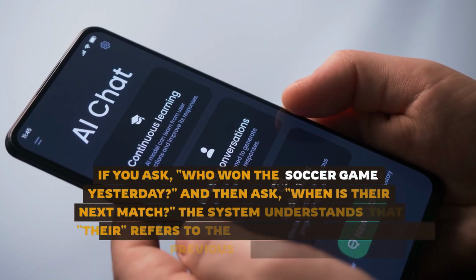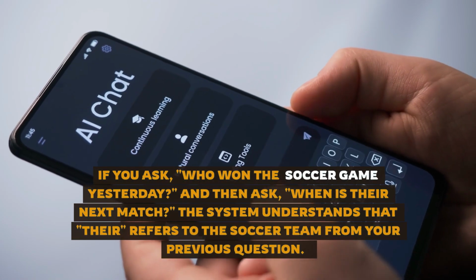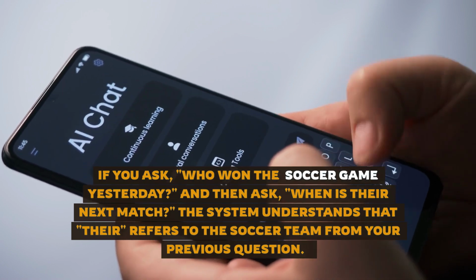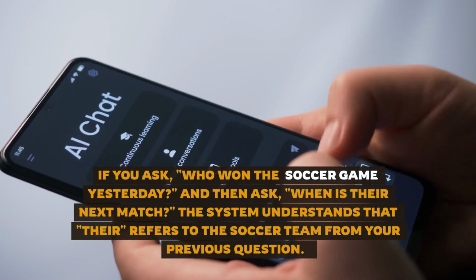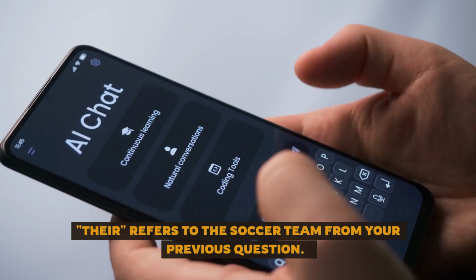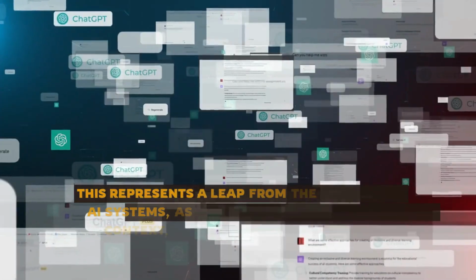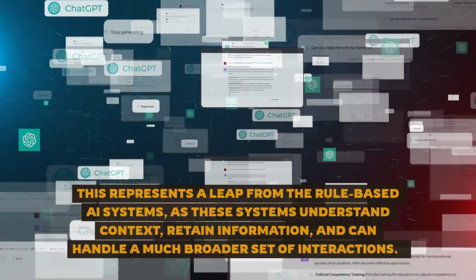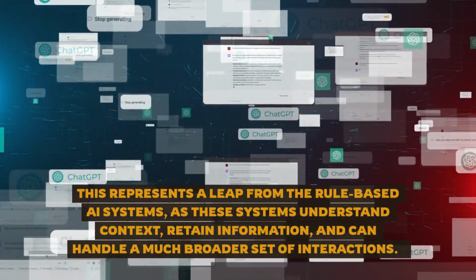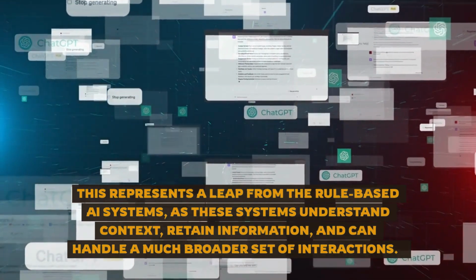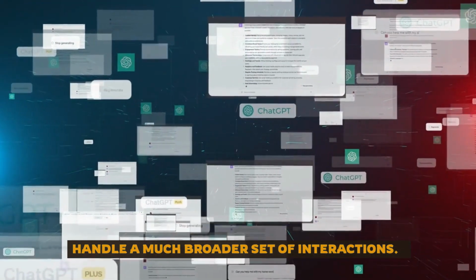If you ask, "Who won the soccer game yesterday?" and then ask, "When is their next match?" the system understands that "their" refers to the soccer team from your previous question. This represents a leap from the rule-based AI systems, as these systems understand context, retain information, and can handle a much broader set of interactions.